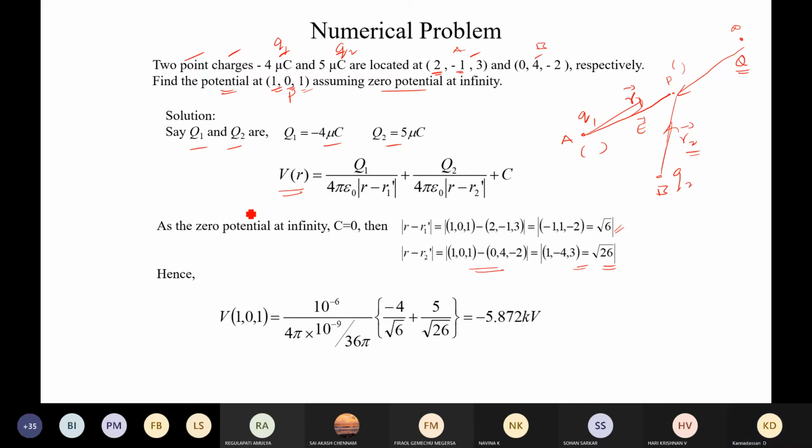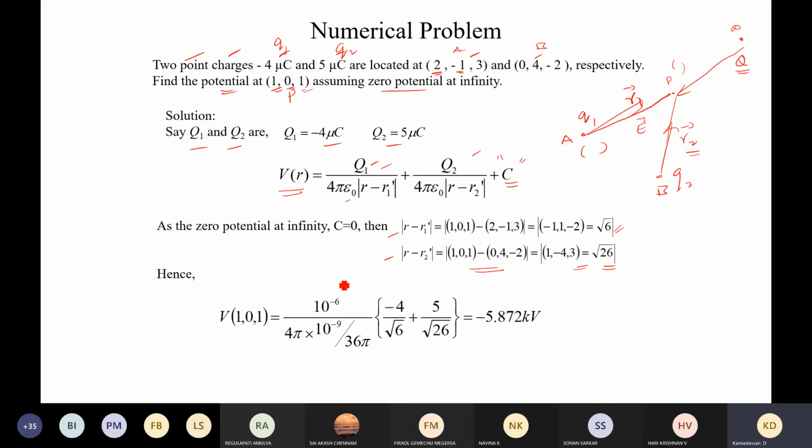And in general, there will be an extra potential due to the reference plane, but since we are bringing the charge from infinity, this value is going to be 0. So we just have to calculate these 2 things. We have calculated the magnitude of the R vectors, and the Q values are known, and the epsilon naught value is also known. We know epsilon naught is 8.857 times 10 power minus 9 in general.